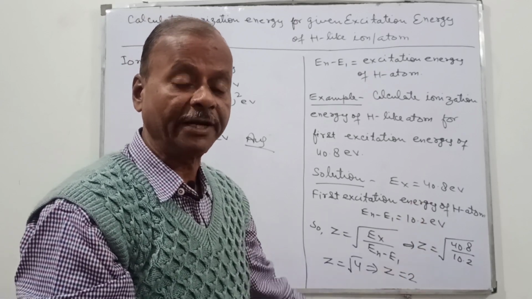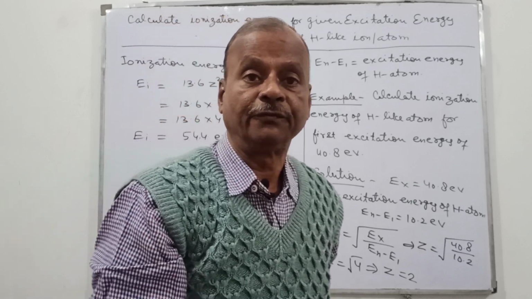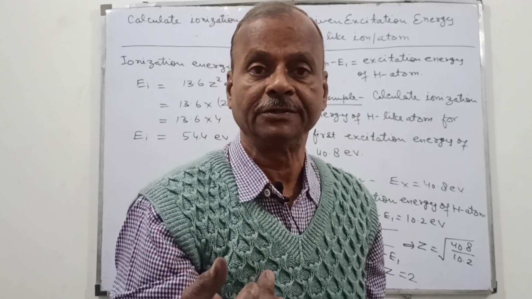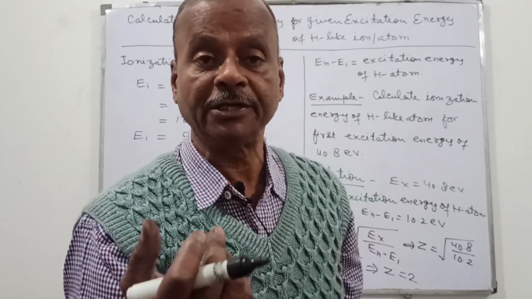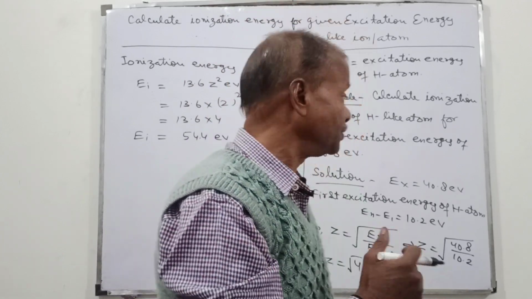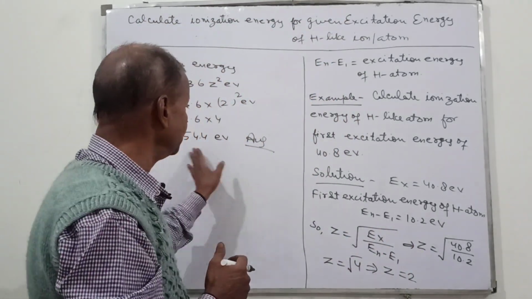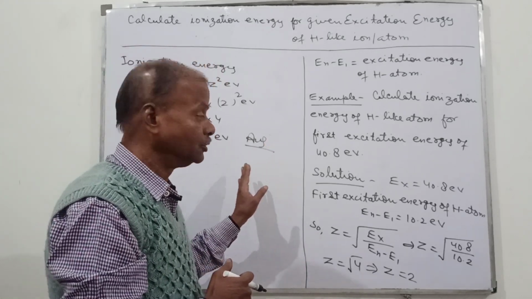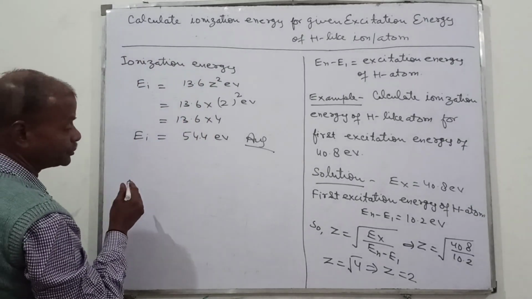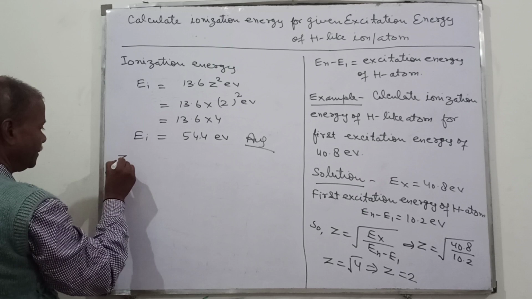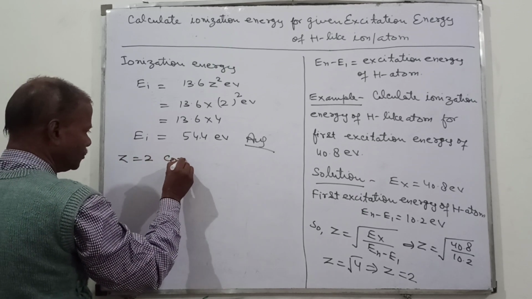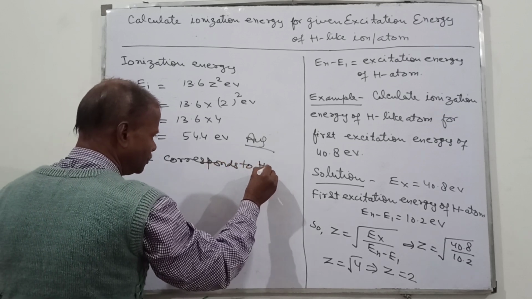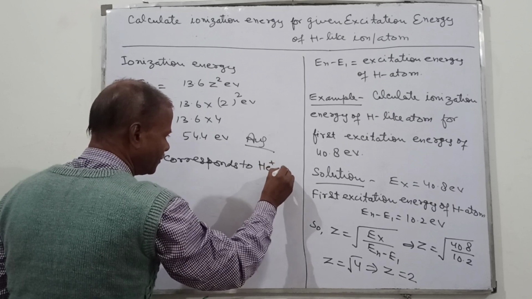Because helium has 2 electrons in the first state. So if one of the electrons is taken out from the atom, then 1 electron will be left. So whatever will be the spectrum, that will be equivalent to the spectrum of the hydrogen atom. So this is the ionization energy of the helium ion. So naturally Z equal to 2 corresponds to helium ion.